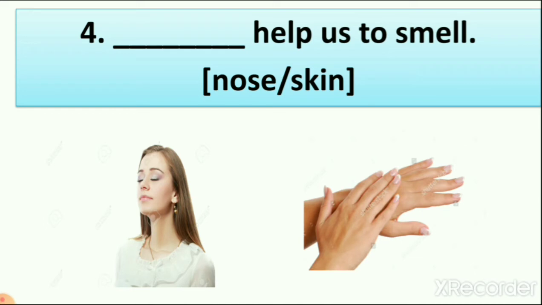Then number 4, dash help us to smell. Now you have 2 options, nose and skin. When we smell a rose, what are we using? We are using our nose, right? When we smell scent or spray, what are we using? We are using our nose. So which body part helps us to smell, nose or skin? It is our nose. So the nose helps us to smell, right?